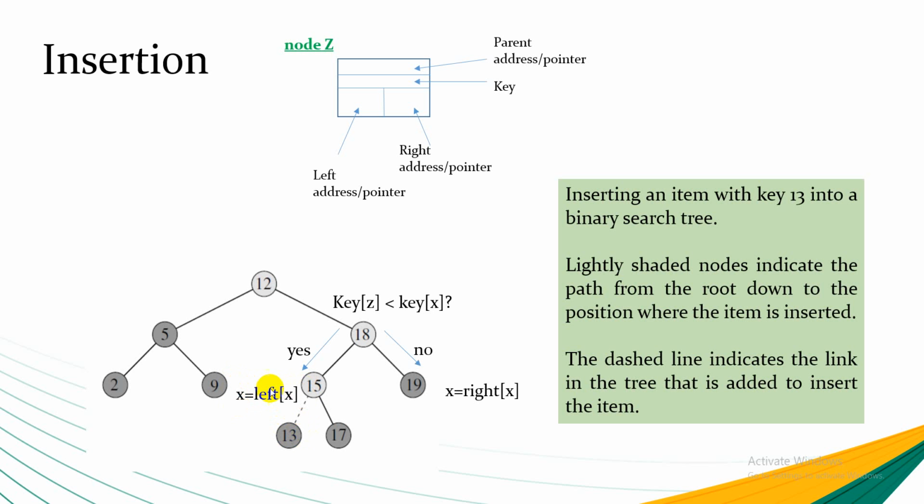When X is equal to null, for example, here, X is 15, left of X is, okay, here we inserted actually the 13. So originally there is nothing here. So left of X is actually null. So what does it mean that left of X is null? It means that I have to put Z at the left of X. This is actually how we would do it.